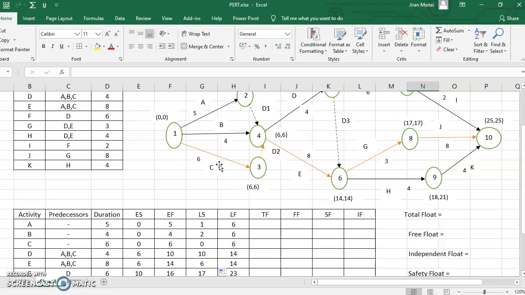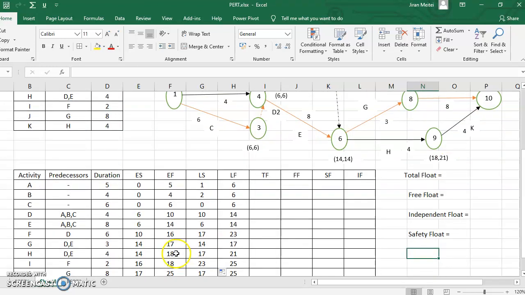So what is the meaning of this? You do not have any scope for delaying the start of the various activities on the critical path. Whatever is the early starting time is the latest starting time also. That's why the two are always equal. And for all the non-critical activities, we can see that the early starting time is different from the latest starting time. What is the meaning of this?